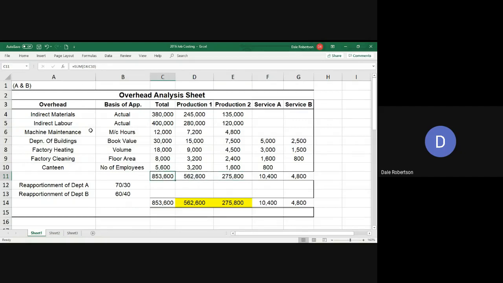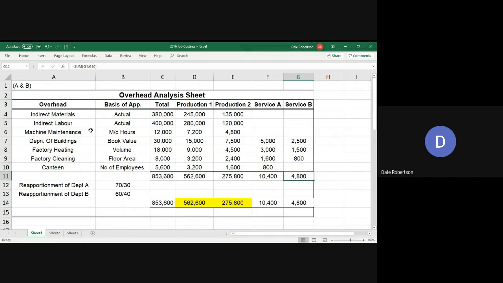Then you add these numbers up. My Excel sheet has already done that for you, and you're going to get the 853,600, which is the total overheads. And we have said that we're going to allocate 562,600 to the first production, 275,800, and then 10,448 to these small service departments.